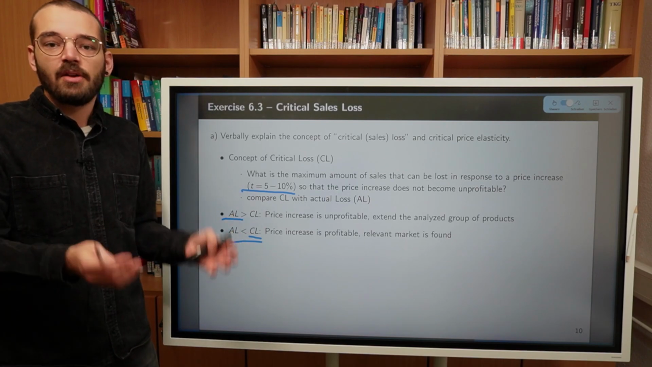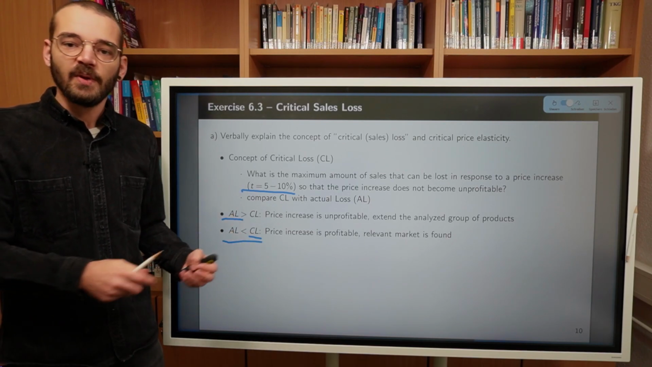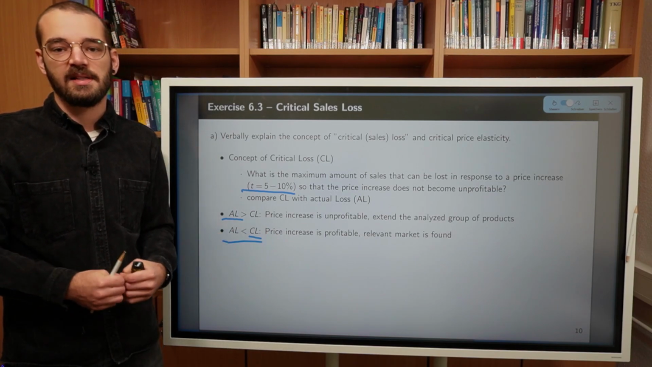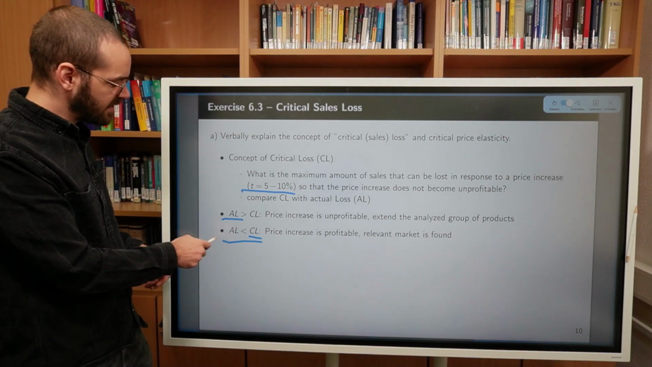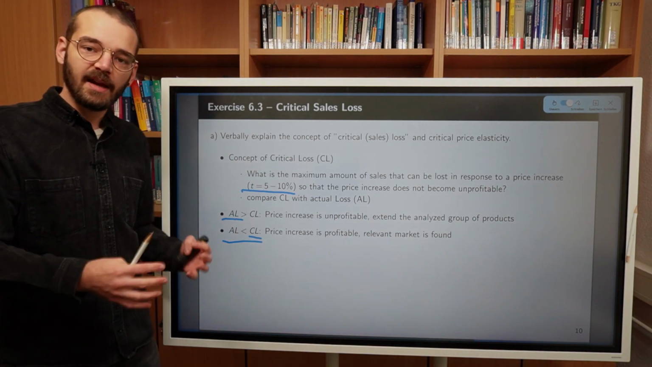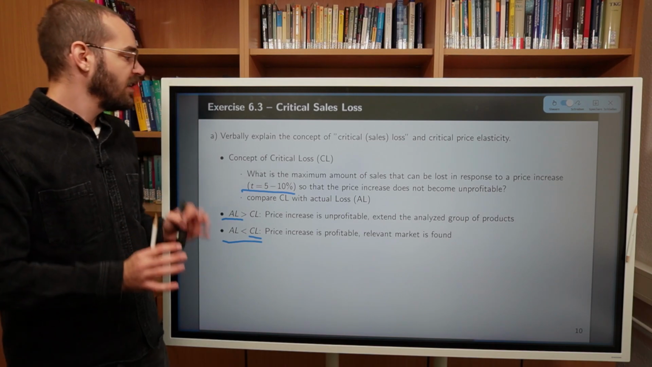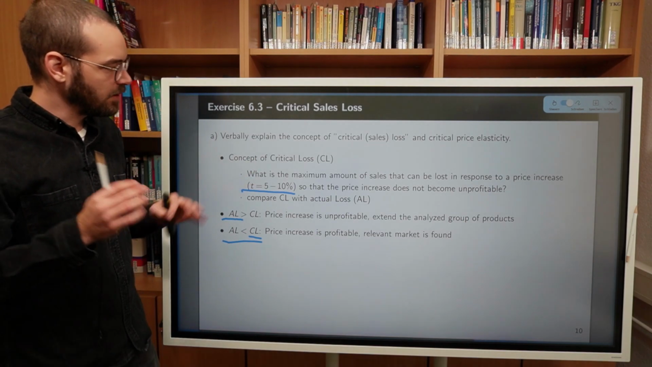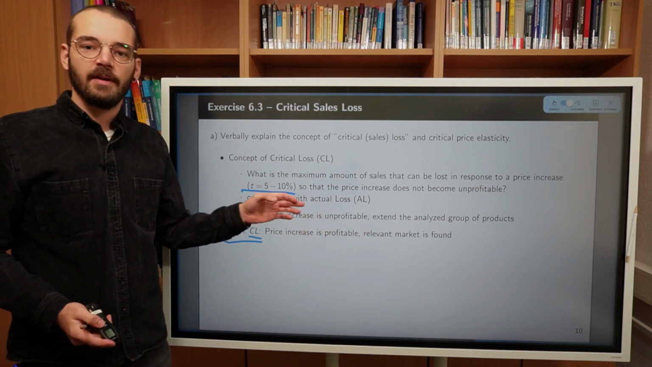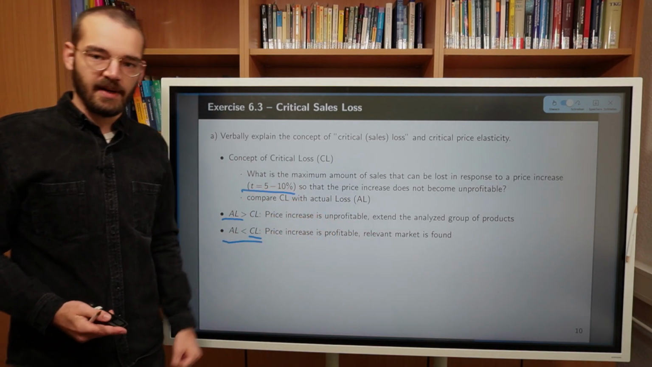If a price increase is not yet profitable, well, then we have to extend the definition of our market to include more products until we reach this situation where the actual loss is smaller than the critical loss. Okay, so we can use this whole concept of the critical sales loss or critical loss analysis in order to find and define markets, the relevant markets.